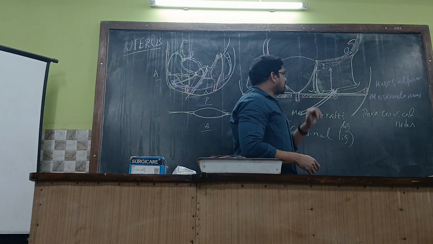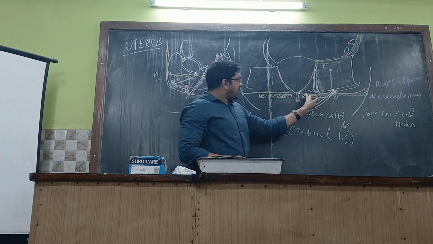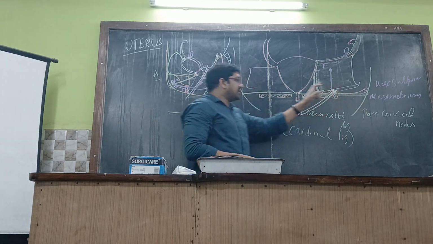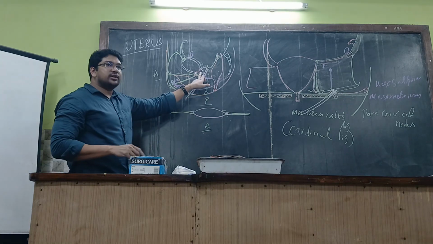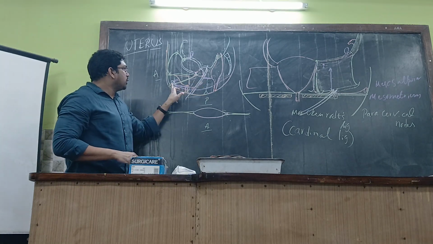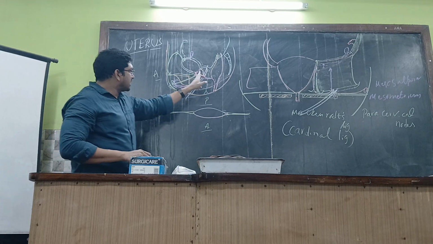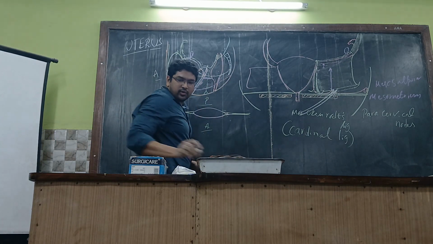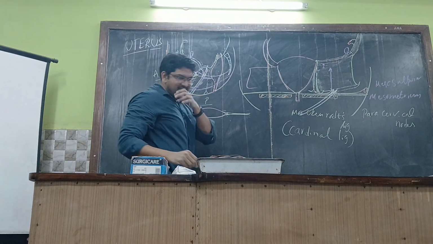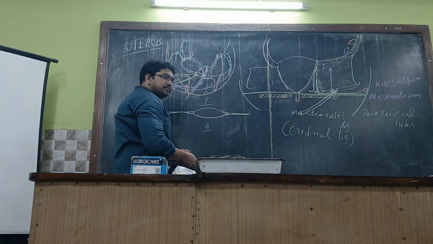So far we have seen how many true ligaments? One is the round ligament of the uterus, followed by Mackenrodt's ligament, and the other ligaments are in between the pubis and the cervical region. That is nothing but the pubo-cervical ligaments, two pubo-cervical ligaments, and the other ligaments are pubo-sacral.